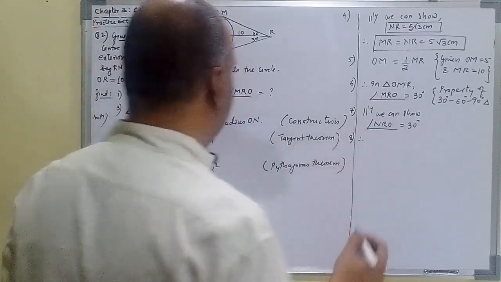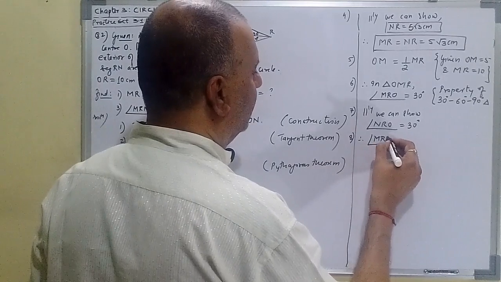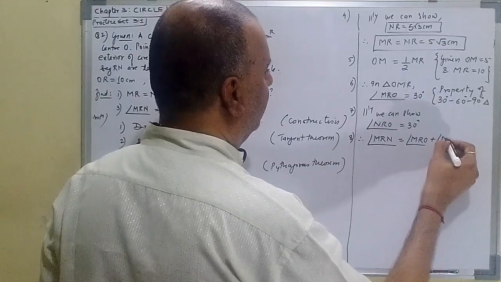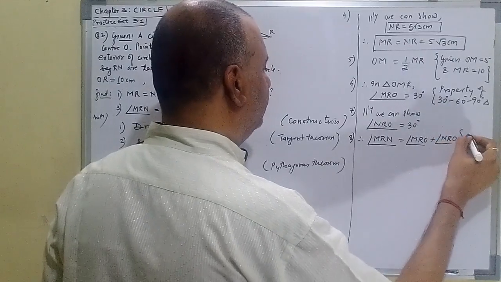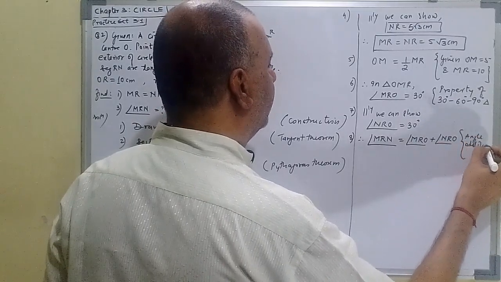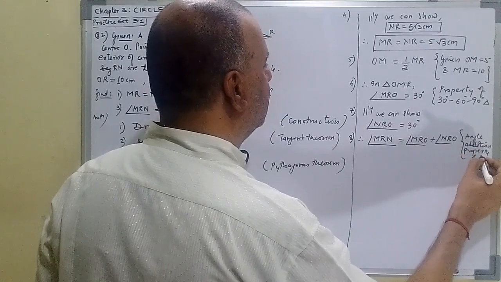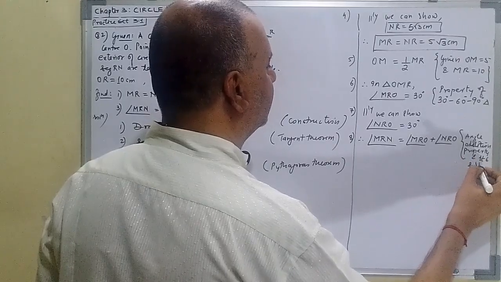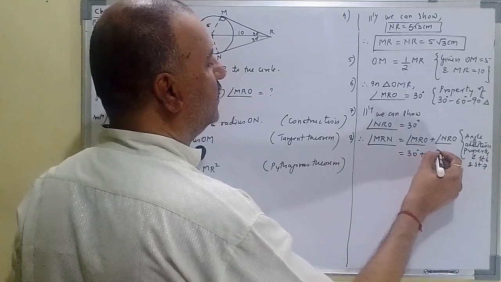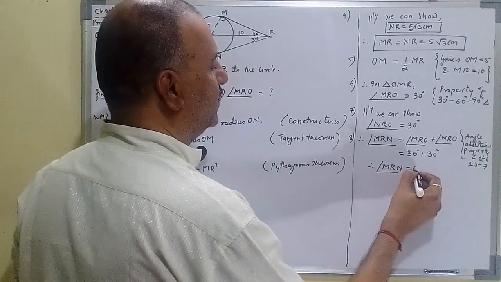Last segment. Therefore, angle MRN is what is asked. Therefore, angle MRN equal to angle MRO plus angle NRO, by angle addition property and statements 6 and 7. So this was 30 degrees plus 30 degrees. Therefore, angle MRN is 60 degrees.